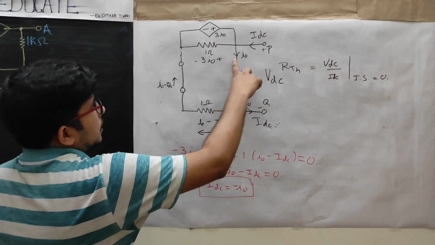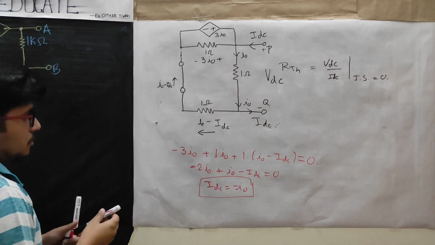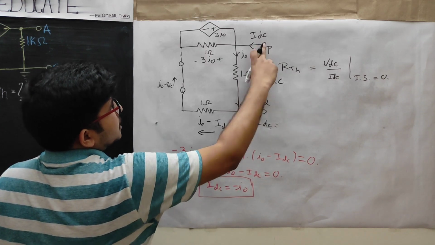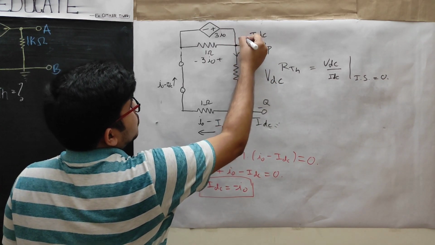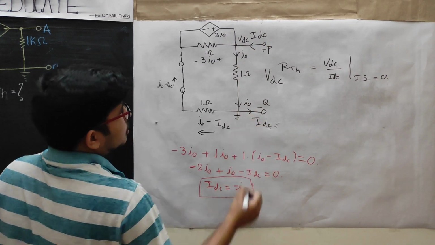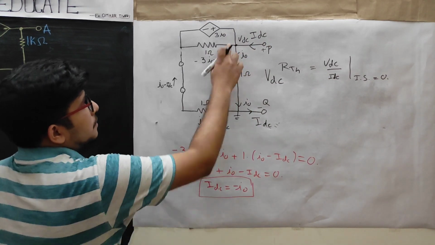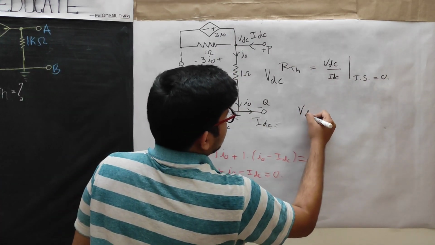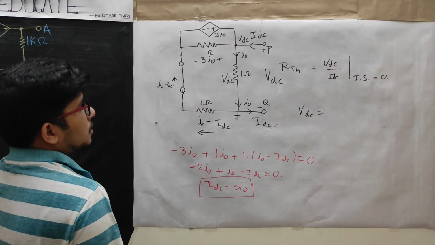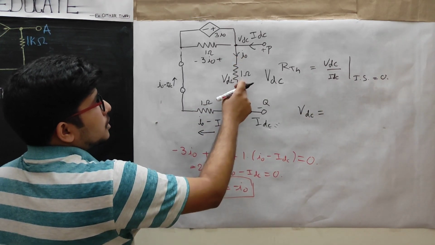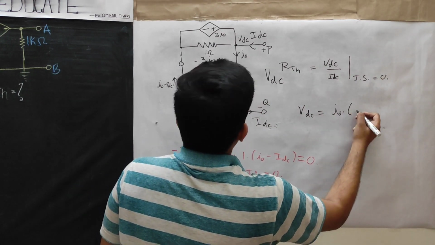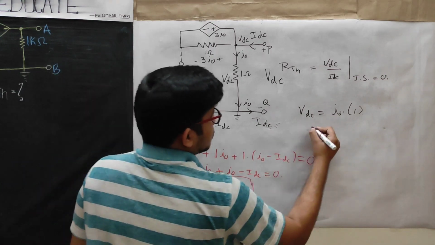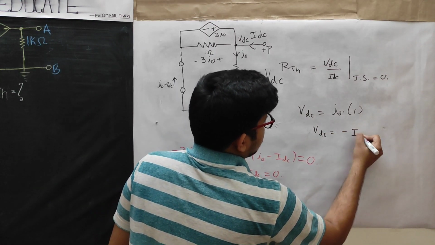Now in this 1 ohm resistance, the voltage will be what? The voltage will be VDC, because suppose the voltage here is VDC, so the voltage at this point will also be VDC. And this is ground. So the voltage across this will be VDC minus 0, which means VDC. So VDC will be equal to the current into the resistance, which means I naught into 1. And in place of I naught, we can write minus of IDC. So VDC is equal to minus of IDC.